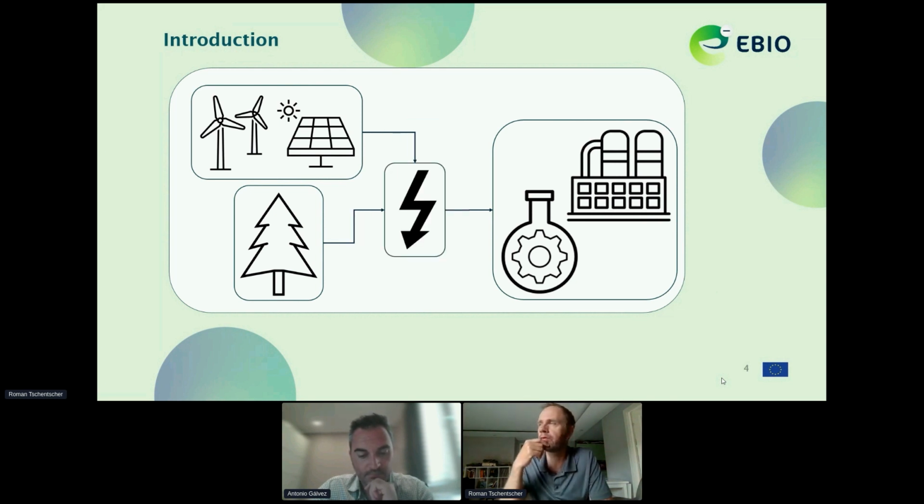What we aim for is to directly use the electricity to apply electrochemical conversions of biomass-based intermediates. So you don't go all the way to the hydrogen and then high pressure and so on, but you try to apply directly the electricity, electrochemical cells, and react your bio-based molecules in that way.